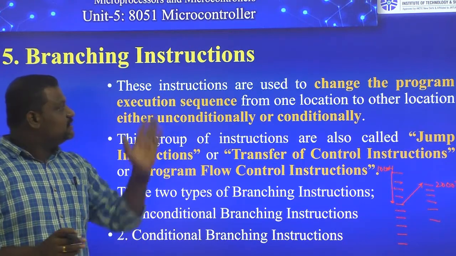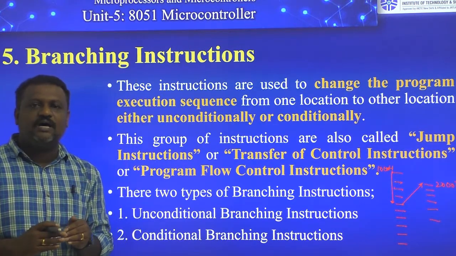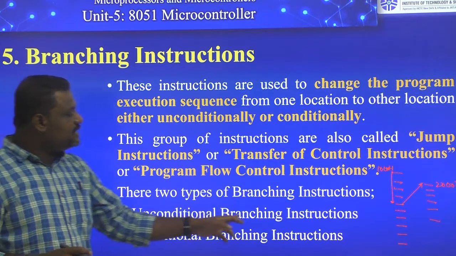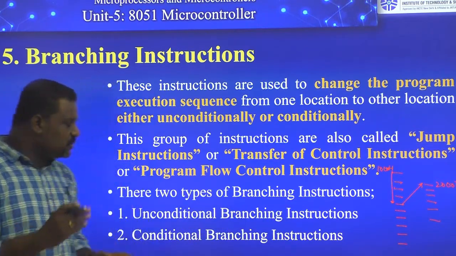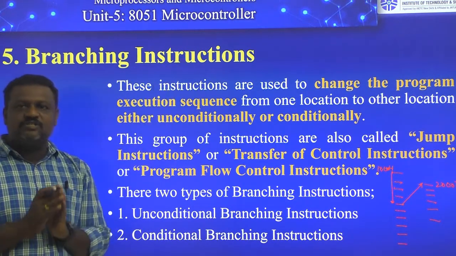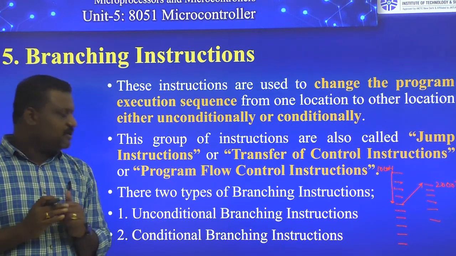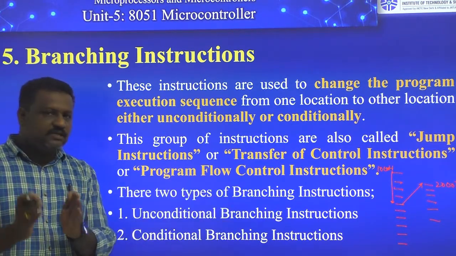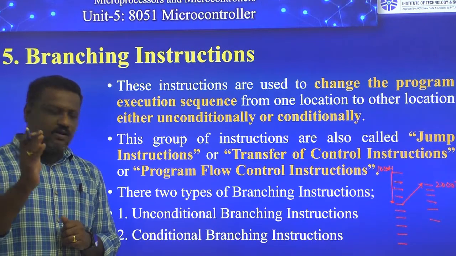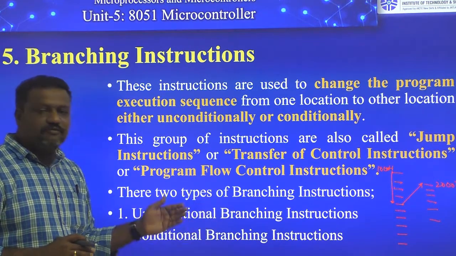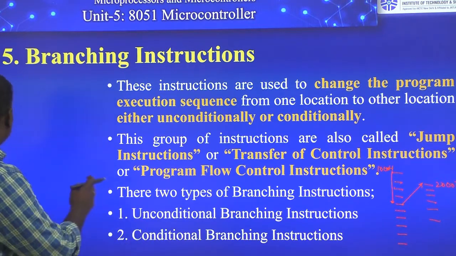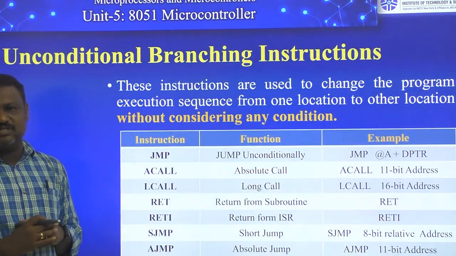Basically, these branching instructions or jump instructions are divided into 2 different groups. One is unconditional branching instructions, and number 2 is conditional branching instructions. I repeat, we divided these branching instructions into 2 groups: the first group is unconditional branching instructions, and the second group is conditional branching instructions. Now we will discuss these groups one after the other, with the instructions present in each group. First I start with unconditional branching instructions.